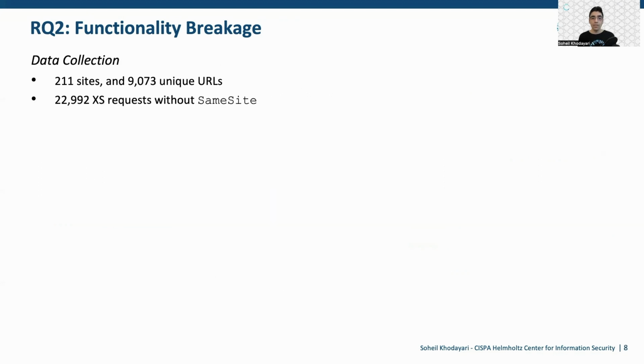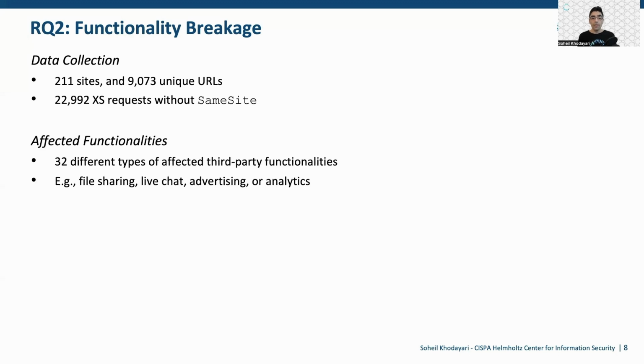So in total, our crawling identified around 9K URLs in 211 sites of Alexa Top 500 that supported the login feature. And in these URLs, the crawler collected around 22.9K cross-site requests without the SameSite cookie flag that are potentially affected. The URL categorization for these requests resulted in identification of 32 different types of affected third-party functionalities, such as technology in computing services like file sharing or live chat, and business services like advertising and analytics.